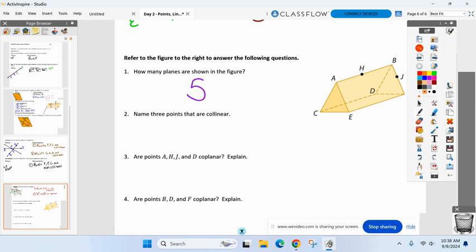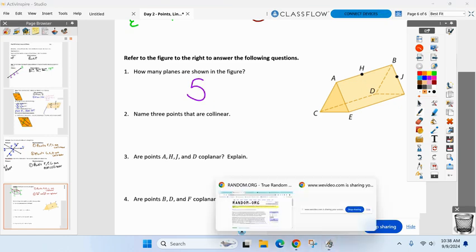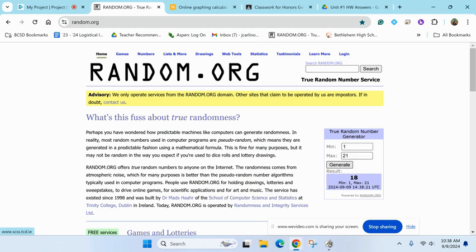Give me 3 points that are collinear. All 3 must be on the same plane, one of those 5 planes. All 3, not 2 out of 3. All 3 must form one of those 5 planes. So there's only 2 options you have here. There's only 2 different answers I would accept.